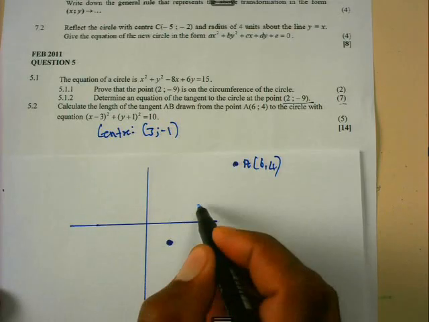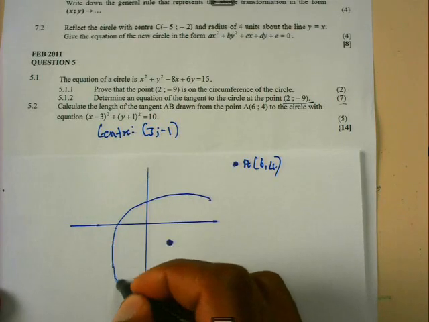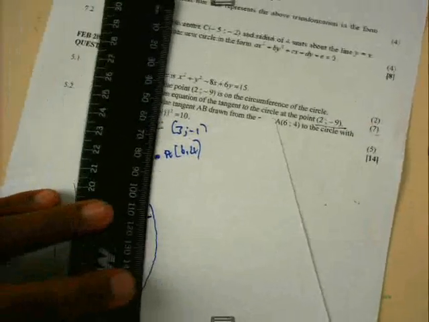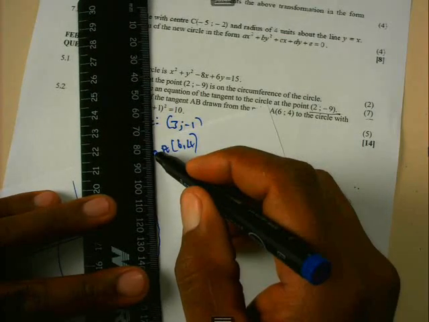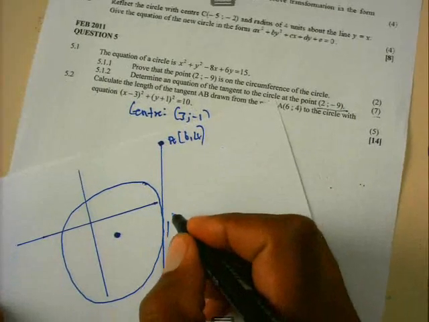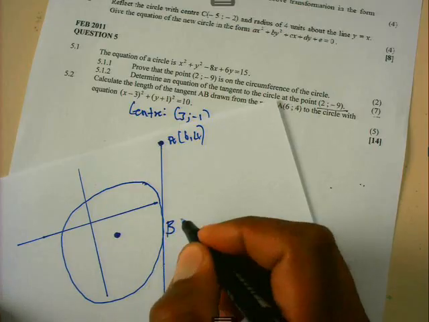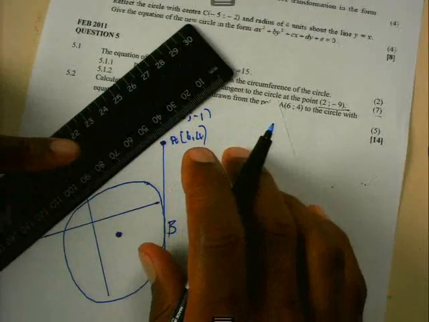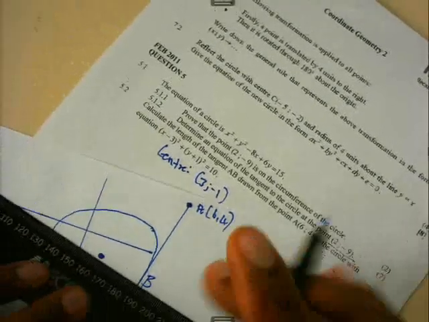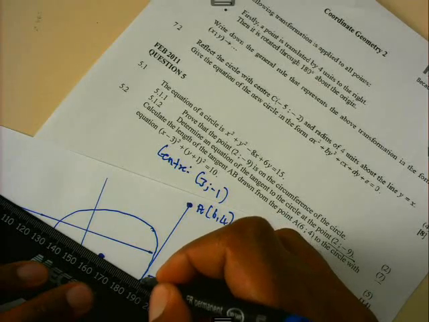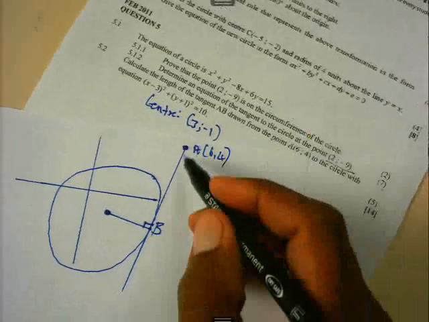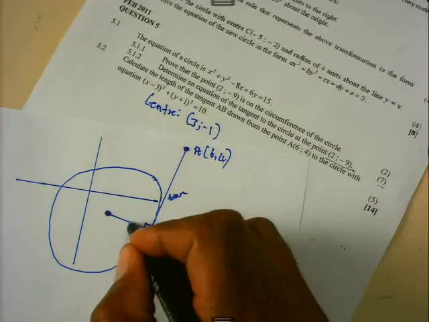Right, boys and girls, if this is our circle here, we can say the tangent can be on this side, and this one is our B. Or it can also be on the other side. Let us take it to be on this side. Remember, this one is perpendicular. If I draw this one, we have 90 degrees here. Why 90 degrees? Because I know that the tangent is perpendicular to the radius.